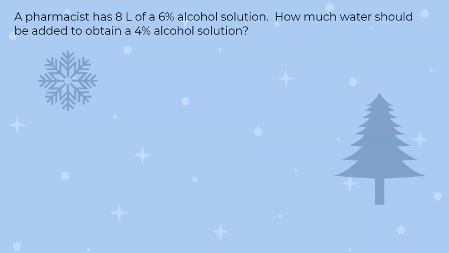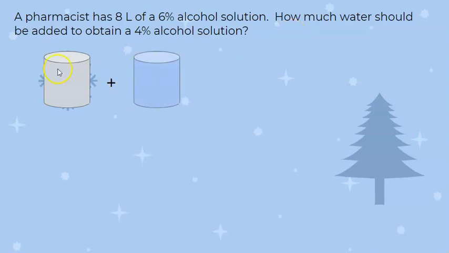Okay, this next type of problem is a mixture kind of problem, and we're going to do several different ones of these. So we have a pharmacist that has 8 liters of a 6% alcohol solution. How much water should be added to obtain a 4% alcohol solution? So we want to dilute it here. So I look at it as I've got these 3 containers. I'm adding this original solution plus some water and getting this new solution mixture.